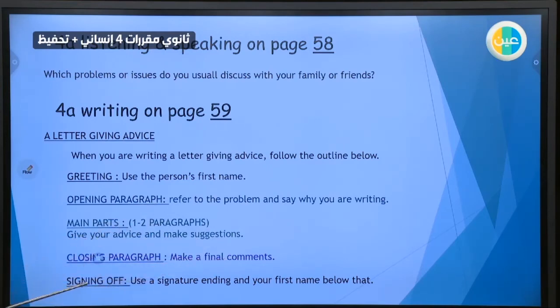Then we have signing off. Use a signature, ending, and your first name below that. For example, you use here the person's first name, for example, Ahmed or Amal, and you have to sign here with only your first name, just the first name.